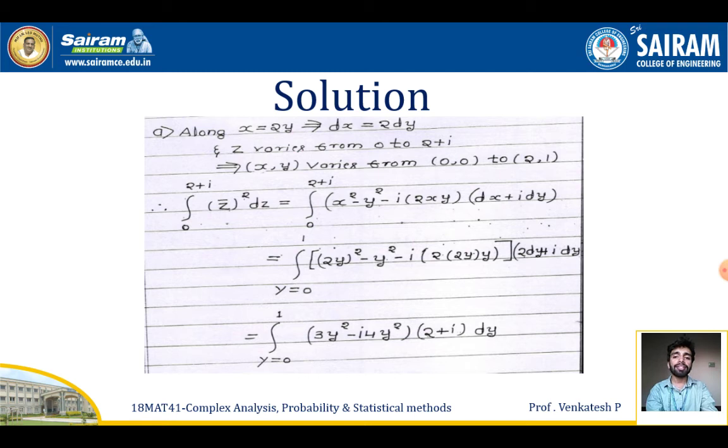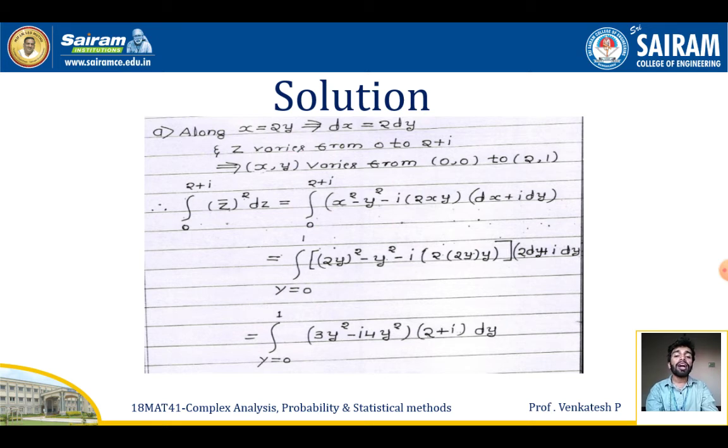So if x is, I'm converting in terms of y, obviously I should convert dx also. So I'm going to differentiate both sides. I will get dx is equal to 2 dy. So since in the problem z varies from 0 to 2 plus i, it is nothing but z varies from 0 plus i0 to 2 plus i.